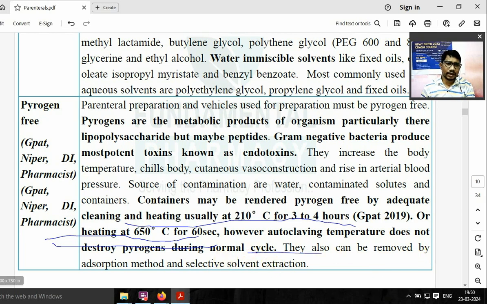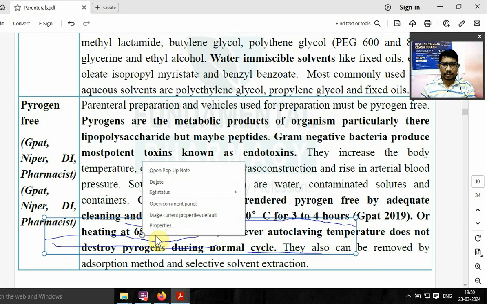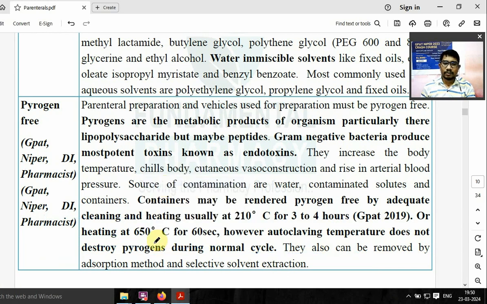Normal cycle होता है ना 120 डिग्री सेल्सियस, 15 psi G प्रेशर जो होता है ना, वहाँ पे pyrogen नहीं डिस्ट्रॉय होते. Corrosion can be disturbed by alternate temperature cycle, वो अलग होता है. So container can be made corrosion free by heating 210 degrees Celsius for 3 to 4 hours or by heating 650 degrees Celsius for 60 seconds.